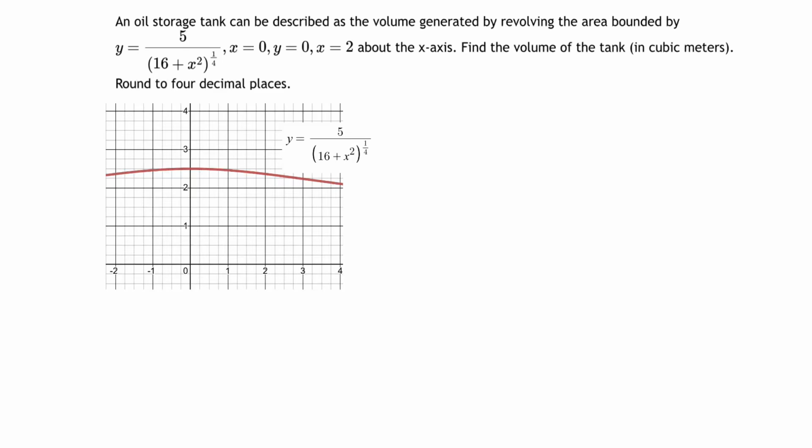An oil storage tank can be described as the volume generated by revolving the area bounded by y equals 5 divided by the quantity 16 plus x squared, quantity closed, raised to the 1/4 power, x equals 0, y equals 0, and x equals 2 about the x-axis. Find the volume of the tank in cubic meters, and we're going to round our answer to 4 decimal places.